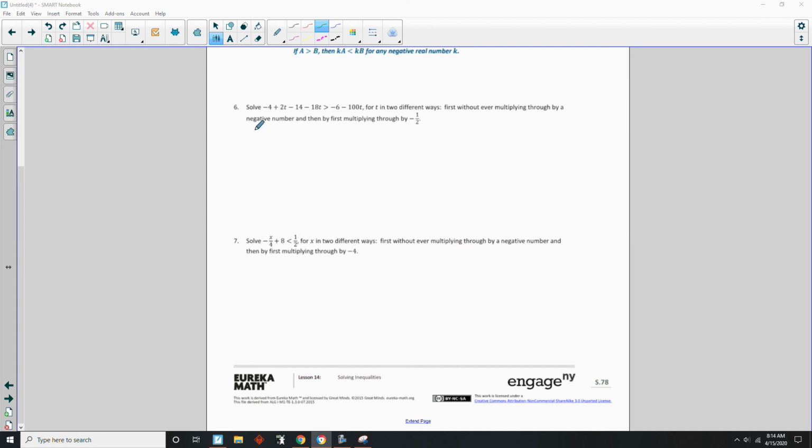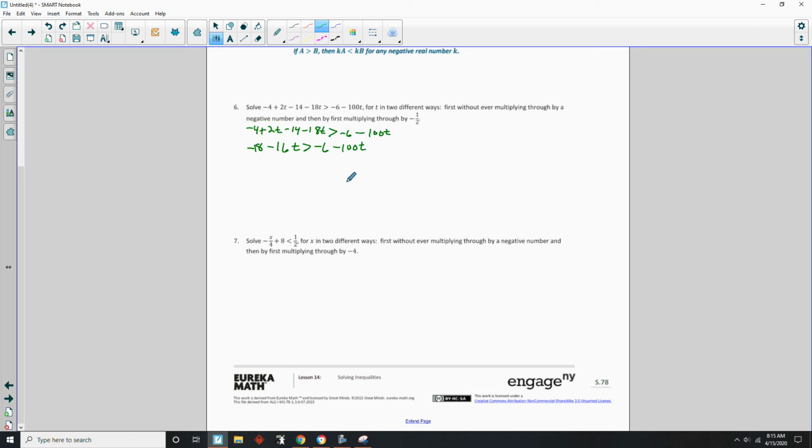All right, so first thing I'm going to do is rewrite it. Negative 4 plus 2t minus 14 minus 18t is greater than negative 6 minus 100t. Well, the first thing I'm going to do is combine like terms. I have a negative 4 and a negative 14, which adds up to negative 18. I have 2 minus 18, which is a negative 16t. So I just cleaned this up on this side. It's greater than negative 6 minus 100t.